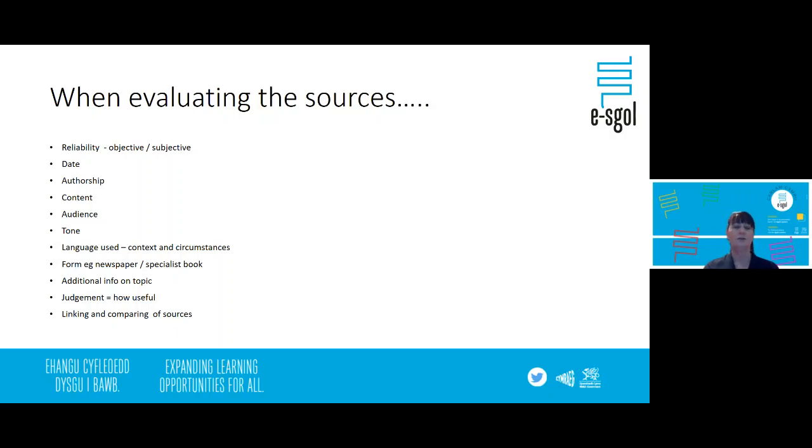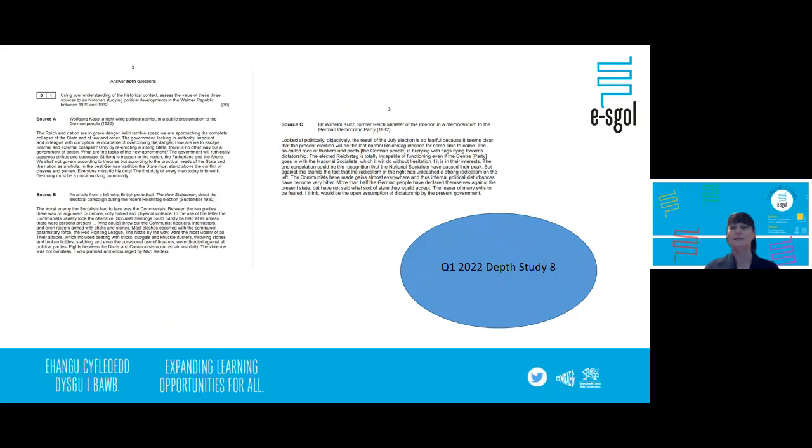So have a little quick look through that. There shouldn't be anything there now that you don't understand, because we've been through all of those things. And you know that all of your notes and your highlighting and underlining around the source would cover all of those things. So let's have a quick look at this.